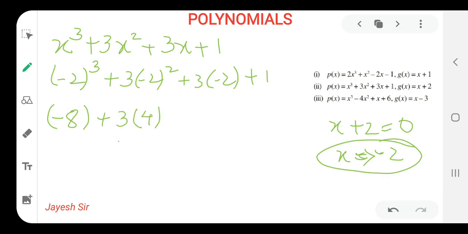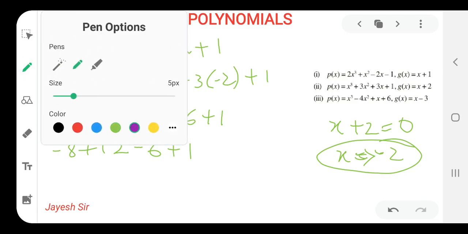Why? Because the power is an even number. And here 3 into minus 2 would be minus 6, and plus 1 as it is. Now we have to make it a little bit simpler. 4 3s are 12, we all know, minus 6 and plus 1.